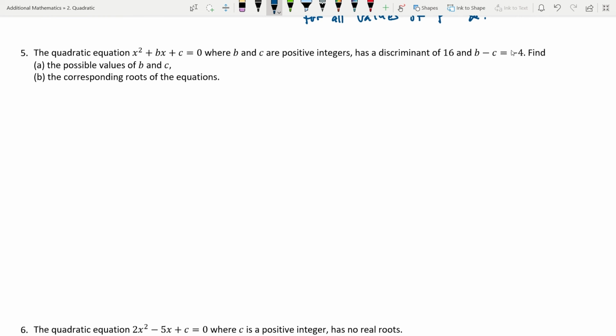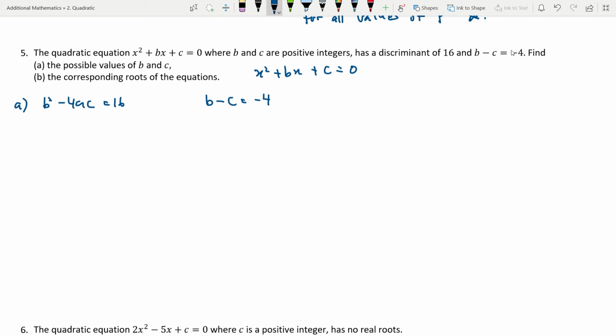Question 5. The quadratic equation x squared plus bx plus c equal to 0, where b and c are positive integers, has a discriminant of 16 and b minus c is equal to negative 4. The quadratic equation is x squared plus bx plus c equal to 0. b and c are positive. Discriminant is 16, so b squared minus 4ac is 16. And also b minus c is negative 4. A. Find the possible values of b and c.